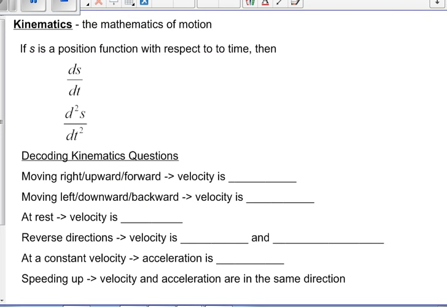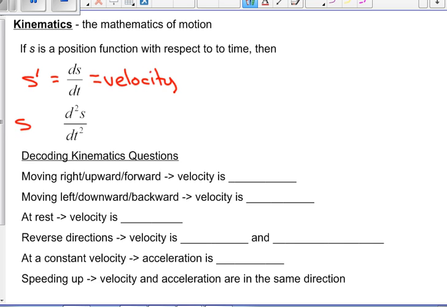Kinematics are a common application. It's the mathematics of motion. So when we see a position function s with respect to time, so it could be anything that models either height or position left or right or forward, backward, then the first derivative, s prime, or ds by dt, means velocity.